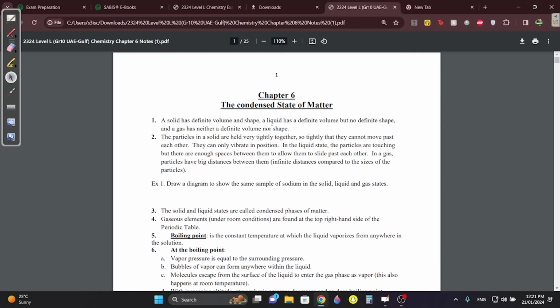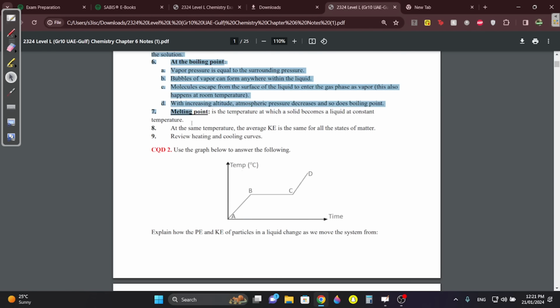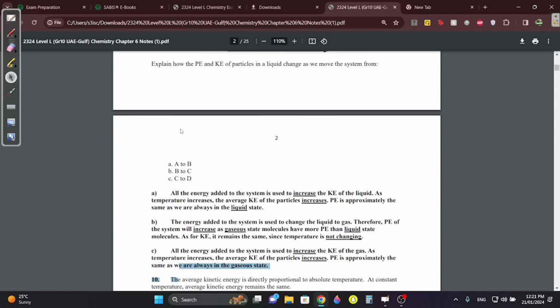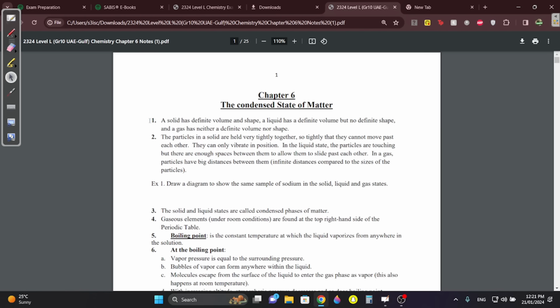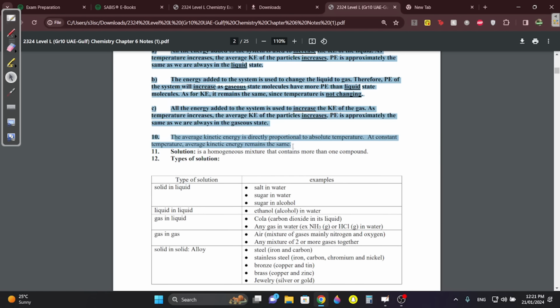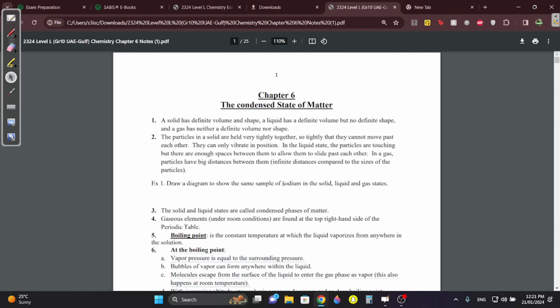But for chapter 6 notes, for chapter 6.1, you go from question 1 all the way down here to 10. From 1 to 10. That's 6.1. So if you don't want to do the book, and you only want to do the notes for 6.1, it's up until question 10. I'll go through them quickly.